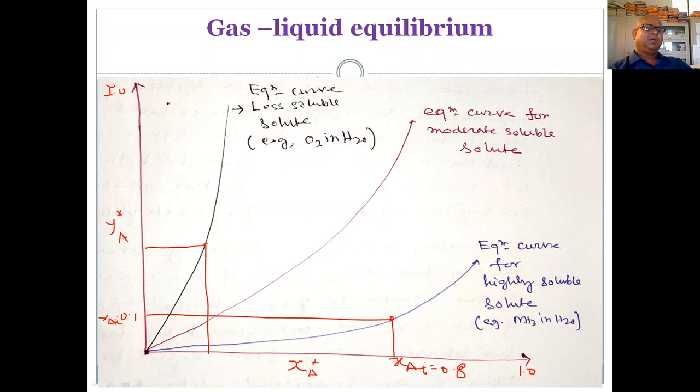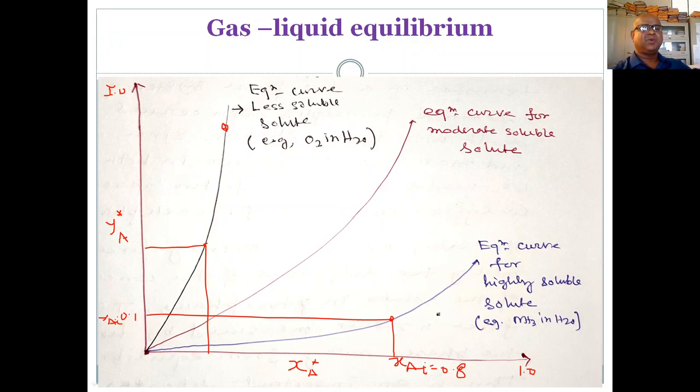Okay. So that equilibrium curve is very important, because seeing the equilibrium curve between two phases, you will understand what phenomena is going to happen. So if we have one equilibrium curve like this, for a very little soluble solute, and now I want to bring oxygen into this water, will it come? It will not come, only 8 ppm at equilibrium.